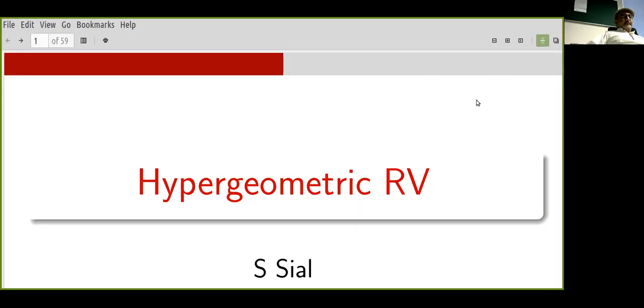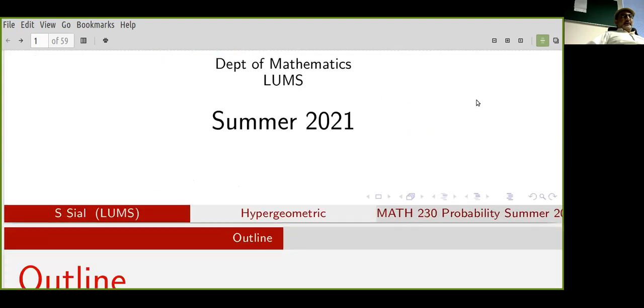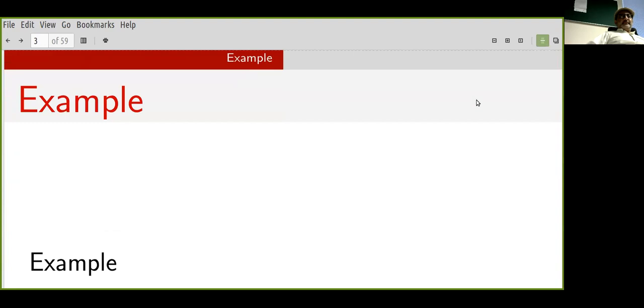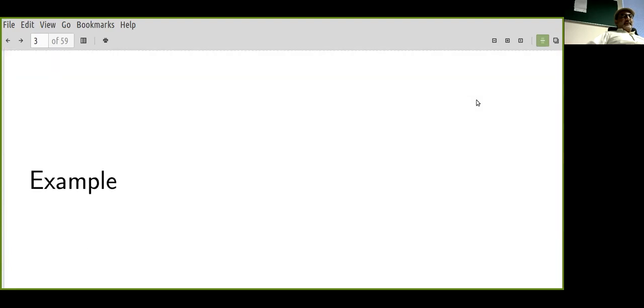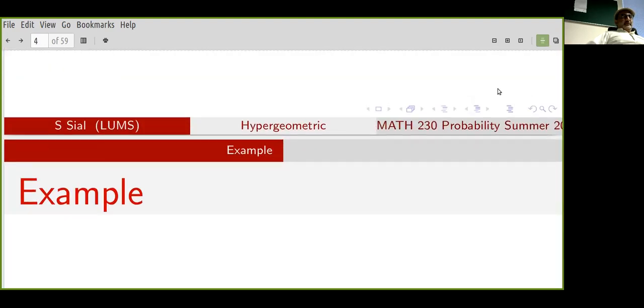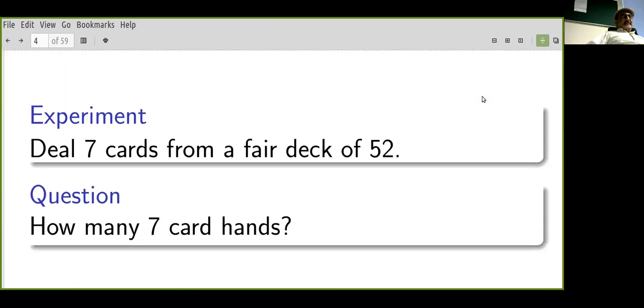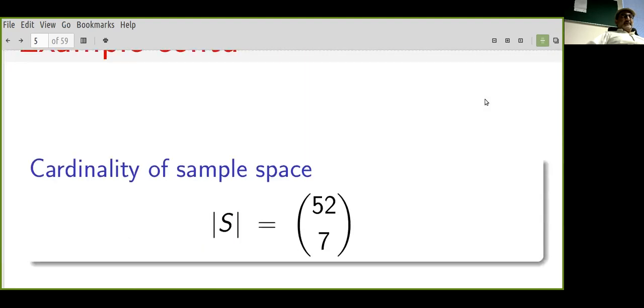In this session, we consider the hypergeometric random variable, and we will build it up from an example, and we'll generalize the example as we go along. So let's say I have 7 cards. I deal 7 cards from a fair deck of 52. So how many 7-card hands are there? Okay, we've done this a number of times.